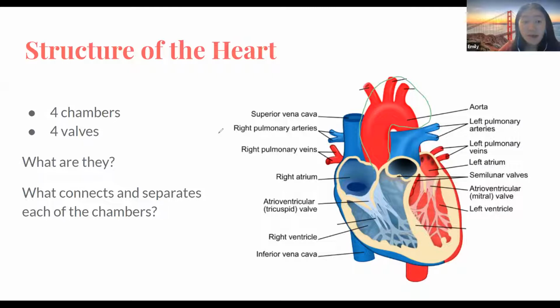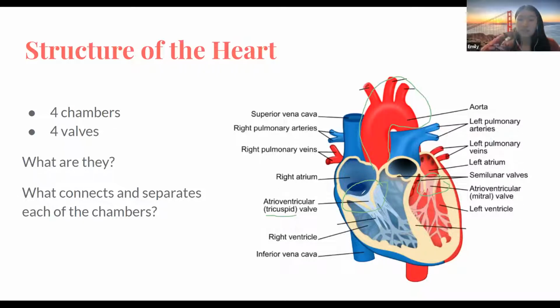And there are 4 valves within the heart as well that are going to be separating or connecting these chambers and blood vessels. So we're going to have a valve between each of the 2 pairs of atria and ventricles. So between the right atrium and the right ventricle, there's going to be one valve called the tricuspid valve. It's one of the atrioventricular valves.